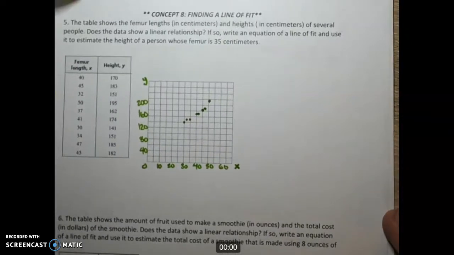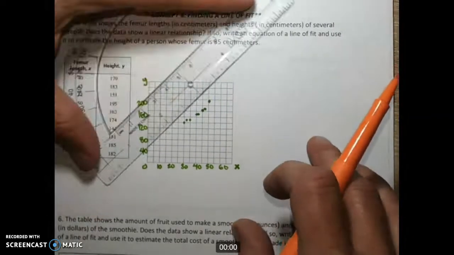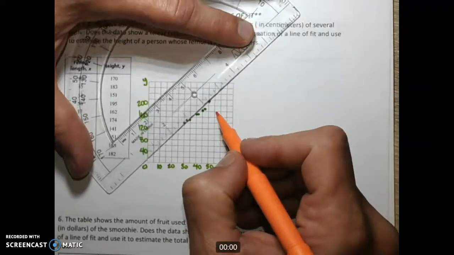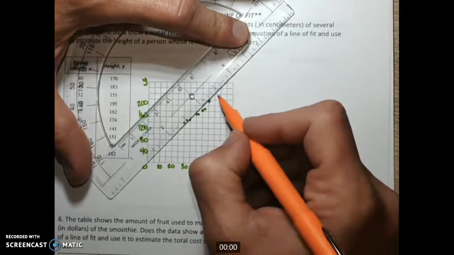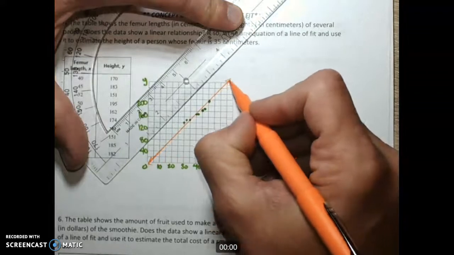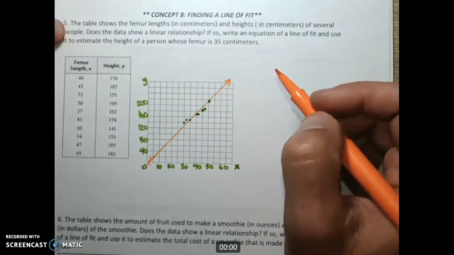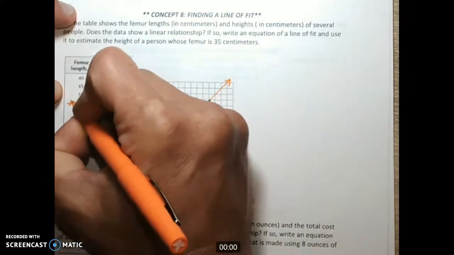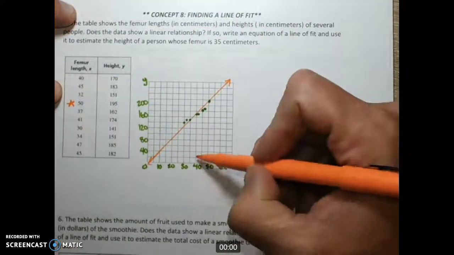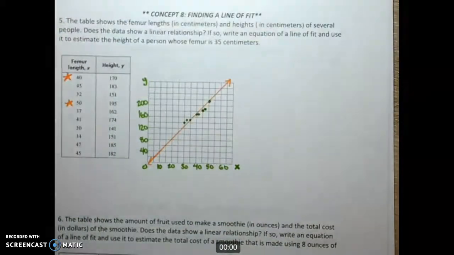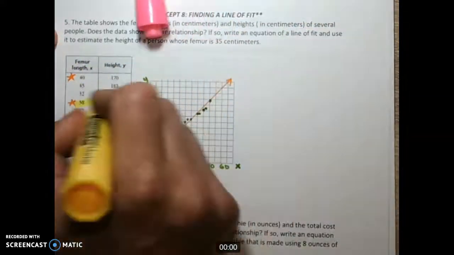Alright, so sorry, coming back here. Now if I look at this, I got kind of scattered points, but it's pretty close. I want some above it, some below it, and to me, this looks pretty good right here. Alright, so I hit that last point for sure. That last point was right here, 50, 190. Looks like I hit this point right here at 40, 170. And those are the 2 points I'm going to use.